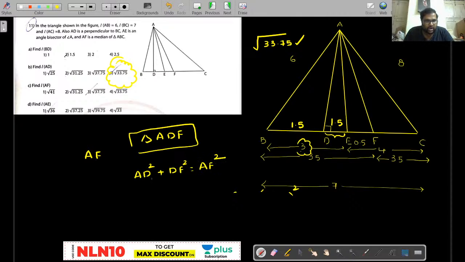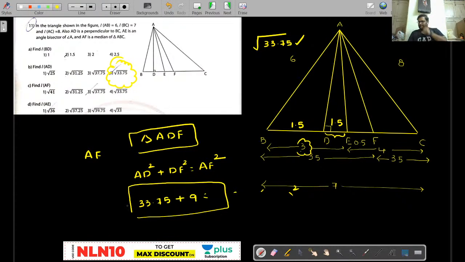Now you already know the AD value. AD square value is 33.75 plus the DF value is how much? 3 plus 9. Am I right or wrong? Can you find out this value? Are we making any calculation mistake? Check it once, but the process is correct.